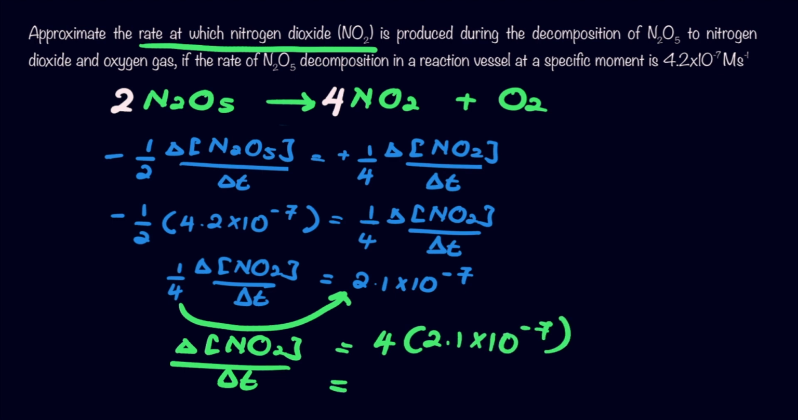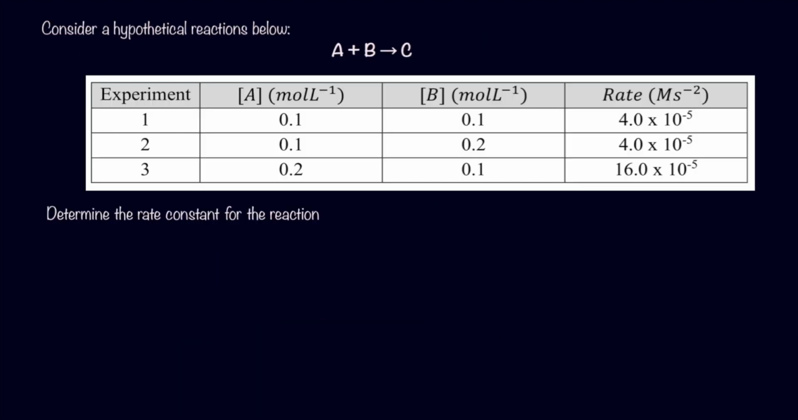Hence, you will get 8.4 times 10 to the power of negative 7. So this is the final answer for the fifth question. Right now we have arrived at question number 6.